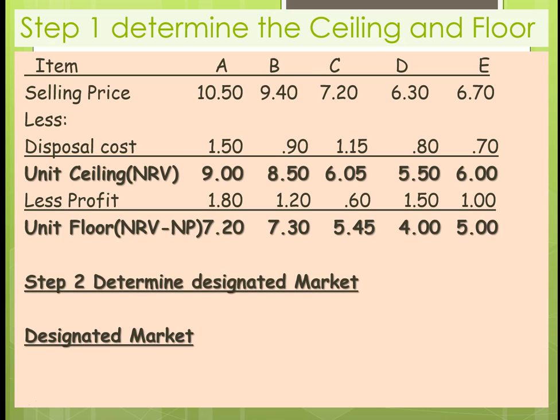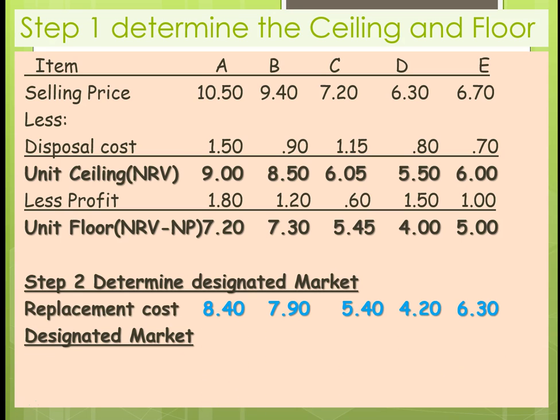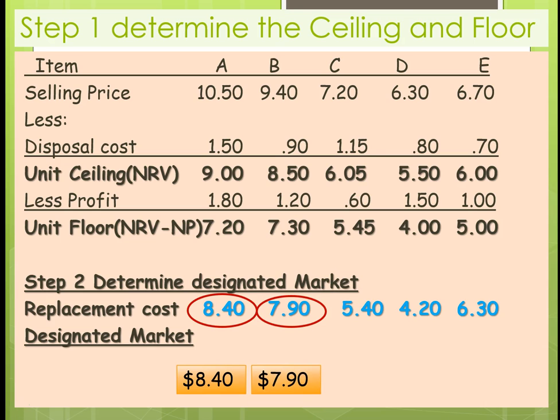Now I'm going to compare it to the designated market. So for A, I know that the 840 falls within the range of the $9 and $720, so that's the number I'm going to use to compare to cost. The next one, the $790, also falls within the range. So I would use the $790. Now the $540 is below the floor of $545, so we have to use the $545.